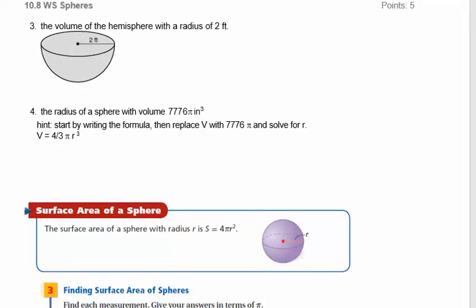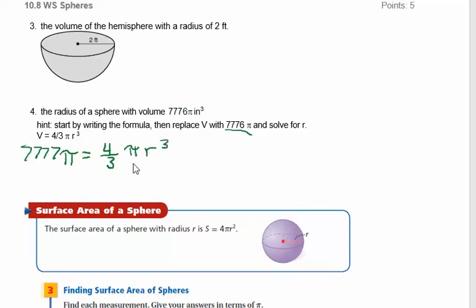Now number 4 is a little bit different. They ask us to find the radius and then they give us the volume. So I wrote a hint here that you should start by writing the formula, which is volume equals 4/3 pi r cubed, and then we'll replace the parts we know, which is that the volume is 7,776 pi. So that will go on this side for volume, and then that is equal to the rest of the formula. We'll just leave as it is, pi r cubed.